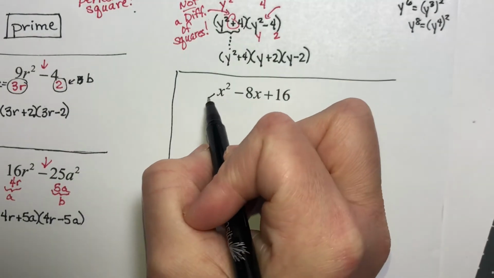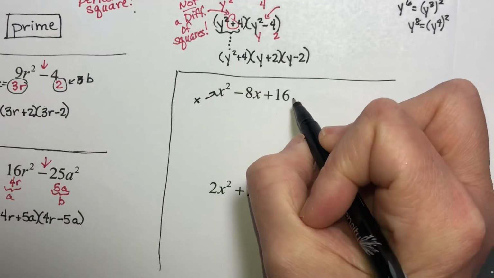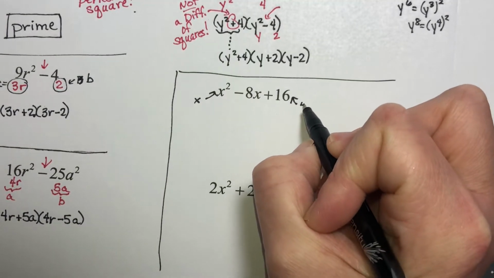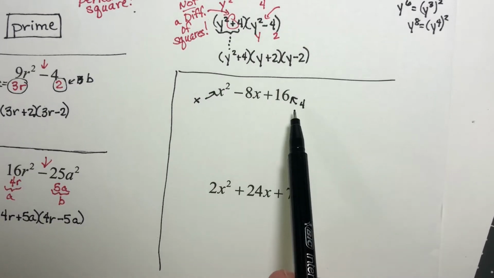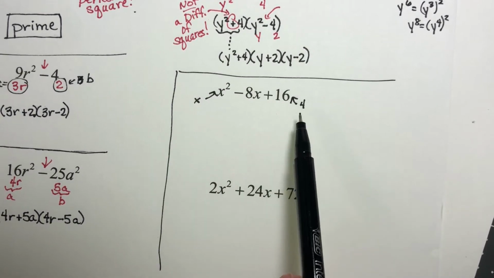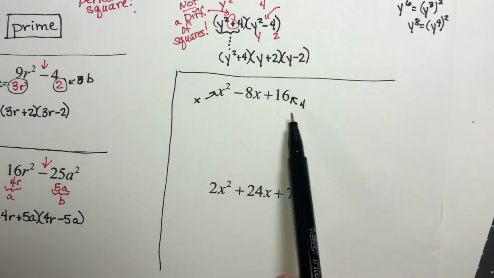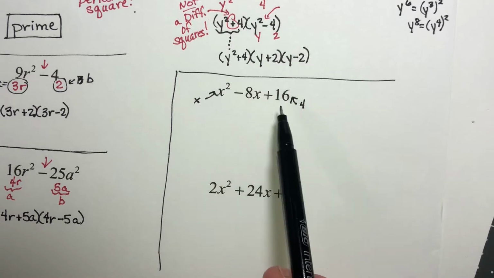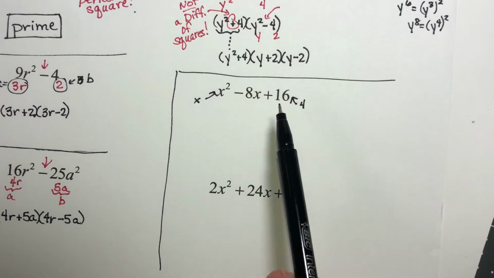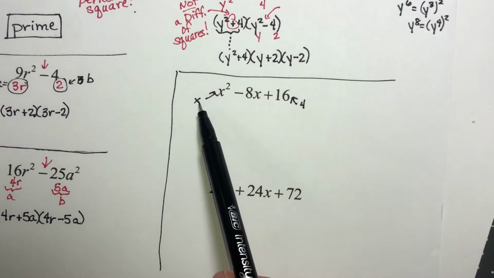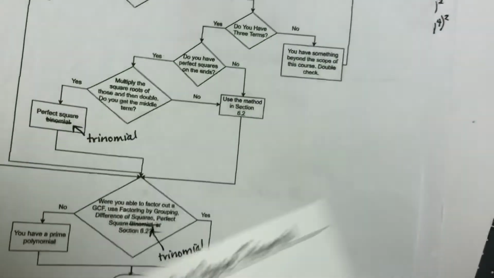But do we have perfect squares on the ends? Well, x squared is a perfect square. Its square root is x. 16 is a perfect square as well, so its square root is 4. Now, if you have perfect squares on the ends, it is worth a couple of seconds to check to see if it's a perfect square trinomial, because if it is, you can go directly to your answer. And if it's not, then you haven't really taken up a whole lot of time. Okay? So I have perfect squares on the ends.